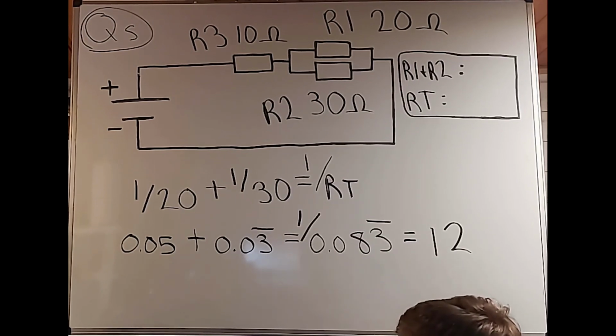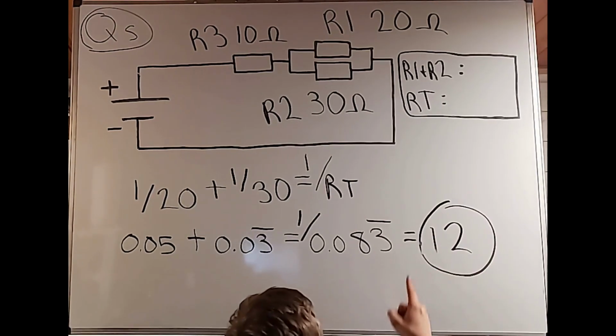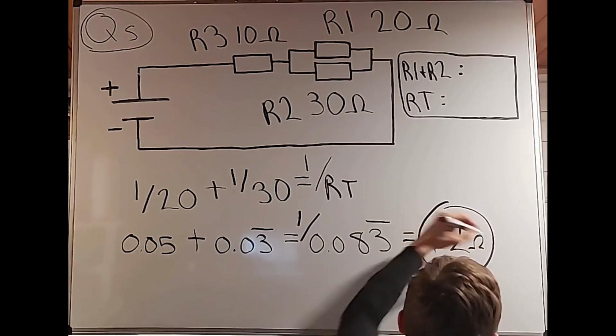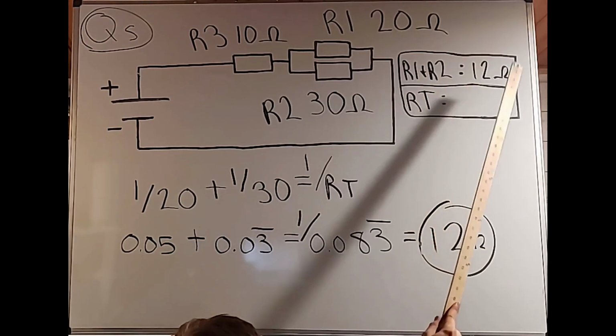As if you do just 1 over 0.083, for example, nothing repeating, you're going to get the answer 12.04819277. It keeps going on. And we see we end with the actual whole number of 12. Of course, that is 12 ohms. And now we have the answer for the first part. R1 and R2 is 12 ohms.